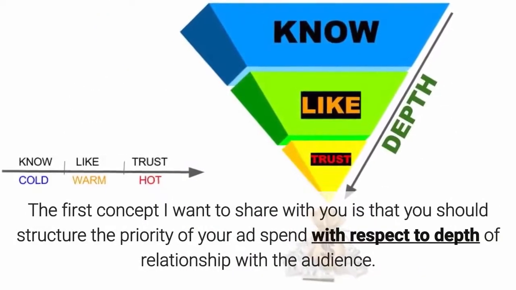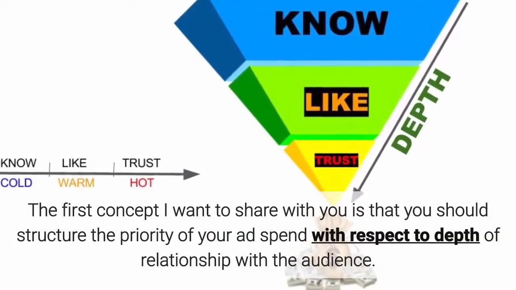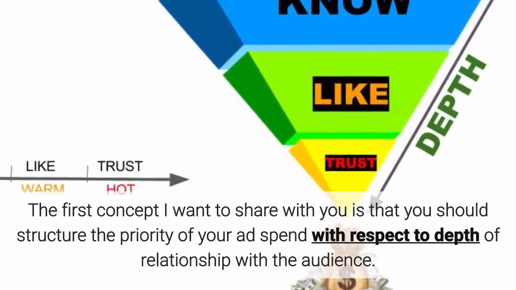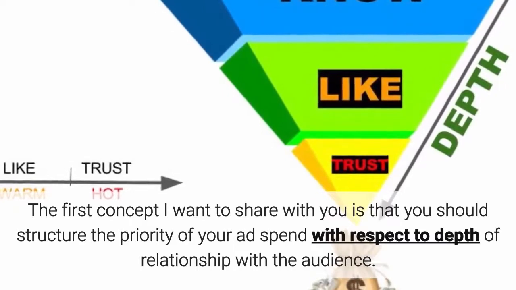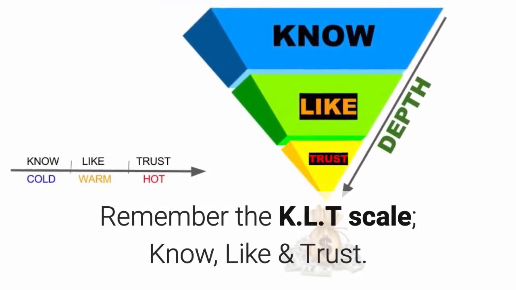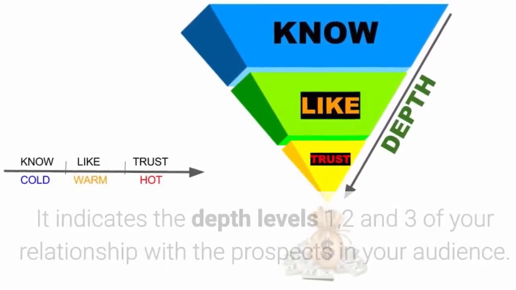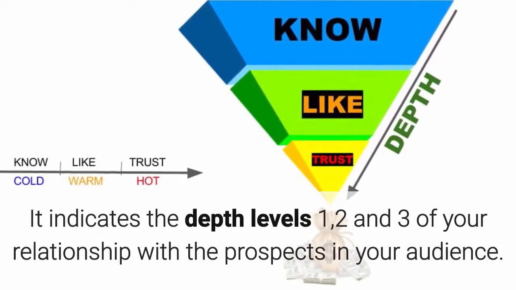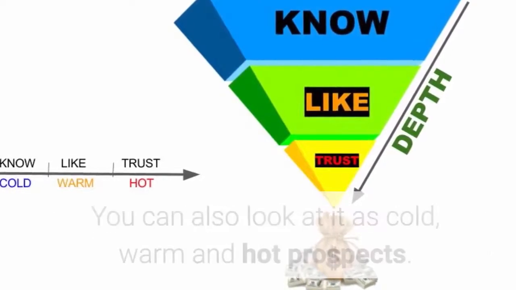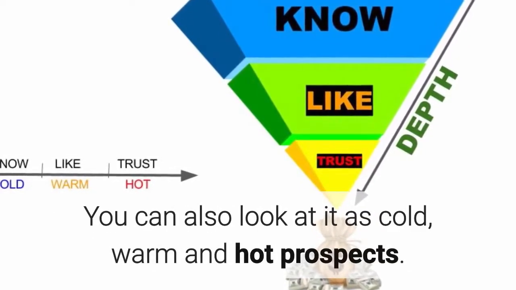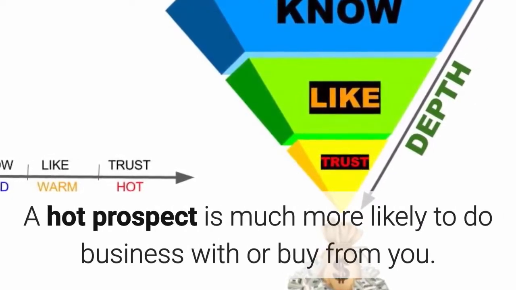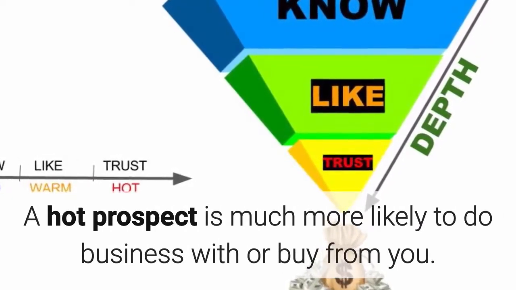The first concept I want to share with you is that you should structure the priority of your ad spend with respect to the depth of the relationship with the audience. Let me explain that a little further. Remember the KLT scale, the know, like, and trust. It indicates the depth levels 1, 2, and 3 of your relationship with the prospect in your audience. You can also look at it as cold, warm, and hot prospects. A hot prospect is much more likely to do business with or buy from you.